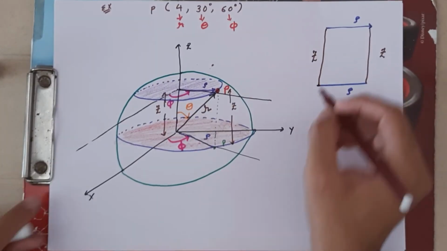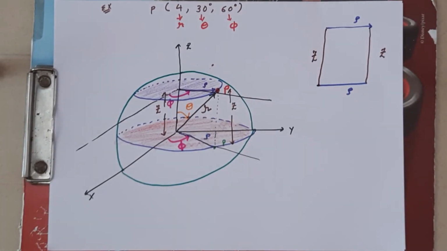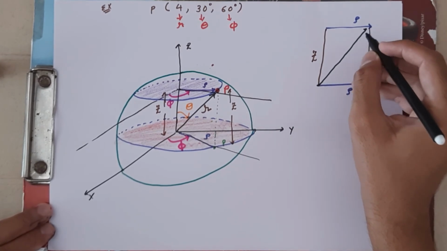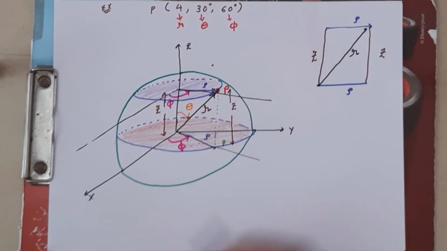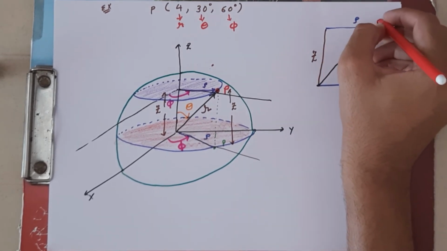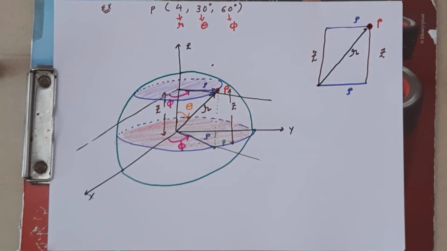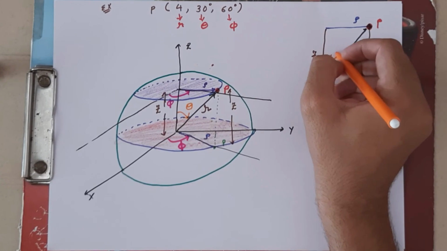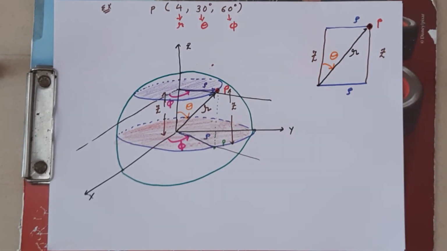Here is the origin, and this one is my r. Where is my point P? My point P is present somewhere here. This one is the location of my point P, and this one is angle theta. Clear? Now it is very easy to apply the trigonometric concept.